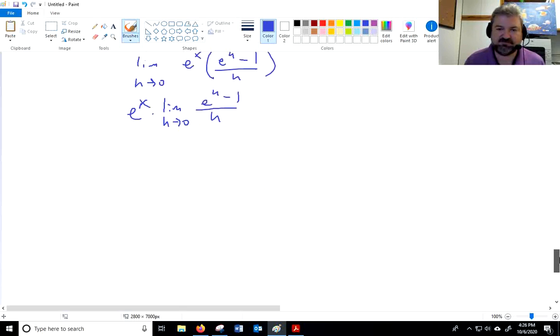We could certainly graph it, plug it into Desmos, use a table of values to convince ourselves that it's true, but we're going to try and show it analytically. Please note that at this time, this is an indeterminate form. If I plug in 0 for h, I get 0 over 0. Remember, e to the 0 is a 1. So let's take this limit and really focus on it right here.